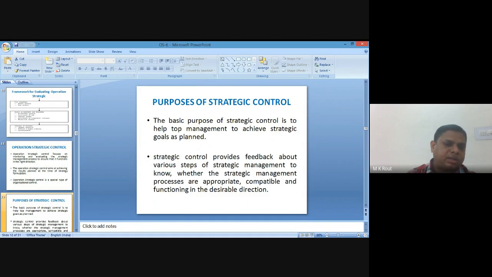Operational strategy control also provides feedback about various types of strategy management, to know whether the strategy management processes are appropriate, compatible, and functioning in the desired directions.